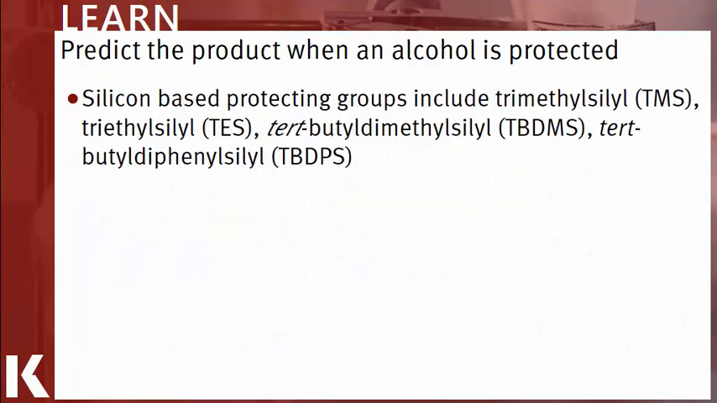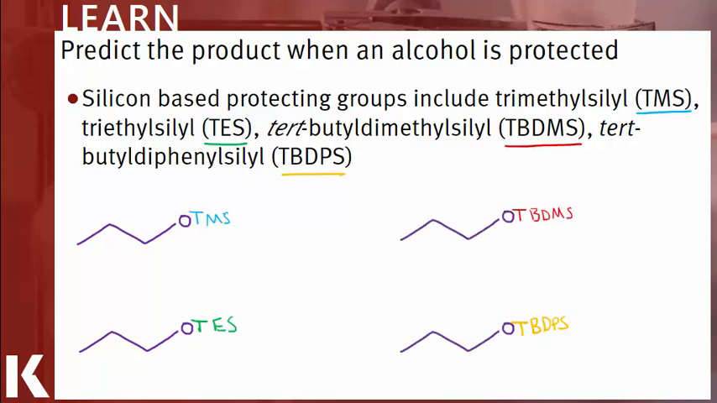There are a few variations of protecting groups, and of the following silyl ethers, trimethylsilyl is one of the most commonly used. Continuing with our previous example where we used propanol, TMS would simply replace the acidic hydrogen, so the result is this, with TMS in the place of hydrogen. Alternatively, triethylsilyl as a protecting group creates the following molecule, and tert-butyl dimethylsilyl and tert-butyl diphenylsilyl result in these molecules, following the same trend as the other protecting groups.